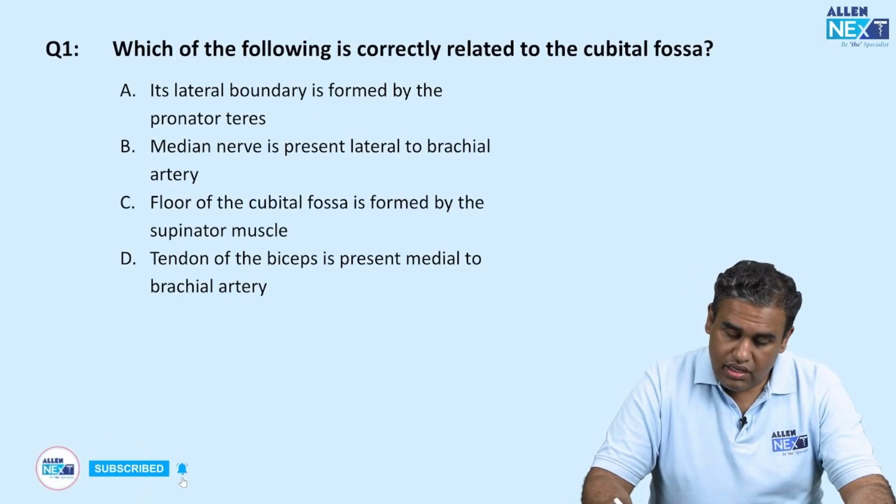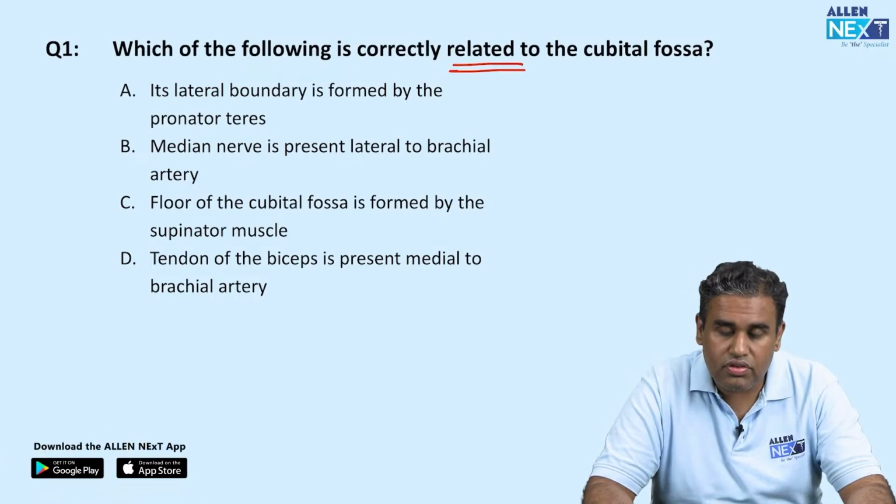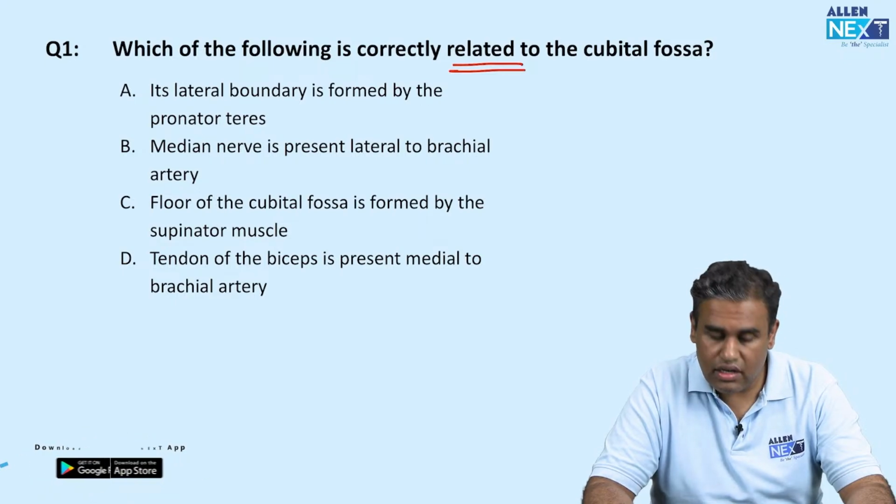Which of the following is correctly related to the cubital fossa? The fossa in front of the elbow, cubital fossa. So, which is correct over here? Its lateral boundary is formed by the pronator teres, option number A. B says median nerve is present lateral to the brachial artery. Floor is formed by the supinator. Tendon of biceps is present medial to the brachial artery.